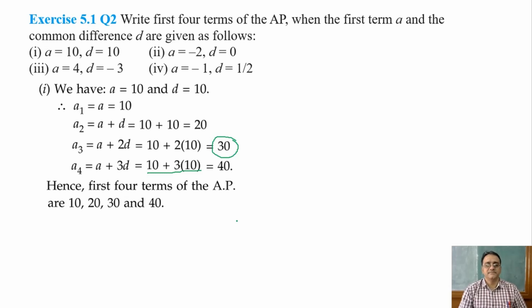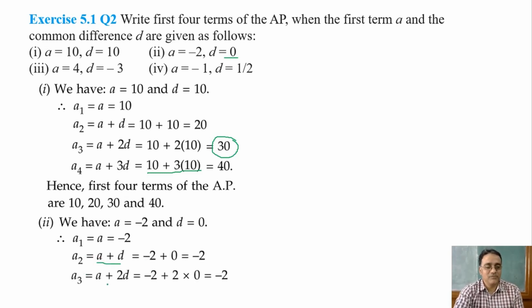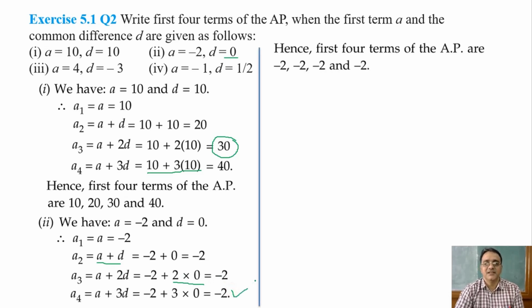Now second bit, A is equals to minus 2 and D is equals to 0. If D is equals to 0, that means all the terms are same. But we have to show here. First term, minus 2. Second term, A plus D. So minus 2 plus 0 is minus 2. Third term, A plus 2D, that is minus 2 plus 2 into 0, that is minus 2. And fourth term is also minus 2. Hence, the first 4 terms of the AP are minus 2, minus 2, minus 2, minus 2.